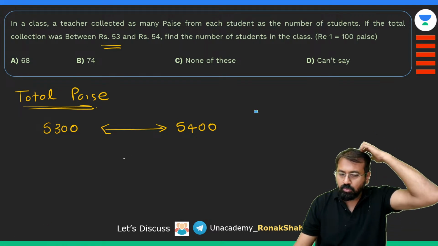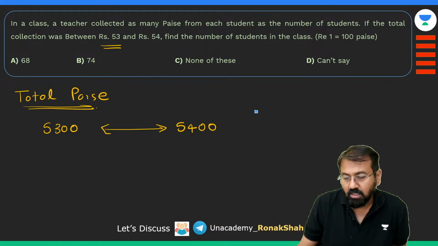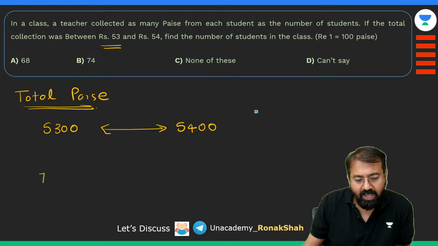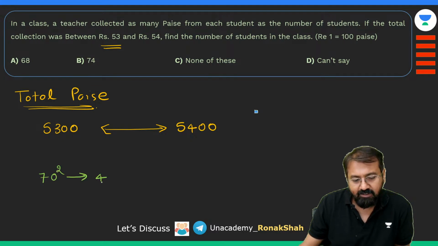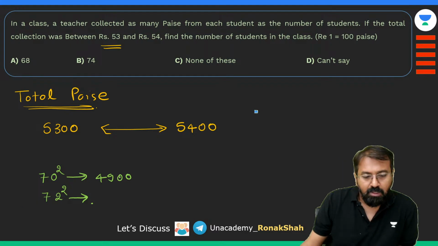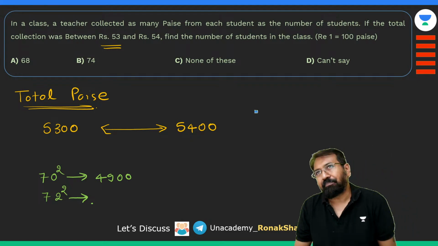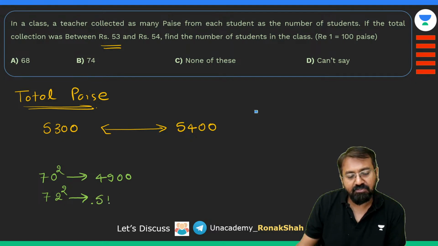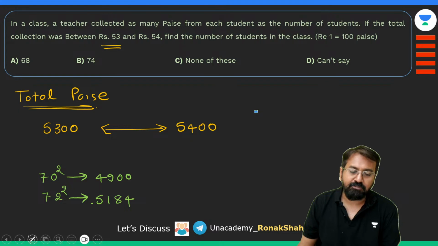So guys, which number's square comes in between? Which number's square comes in this range? Can you tell me, guys? So see, you know 70 square is 4900. What will be 71 square? What will be 72 square? Everyone. So can I say 72 square is 5184.